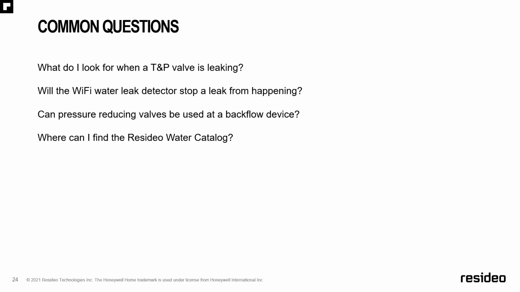Can a pressure reducing valve be used as a backflow device? No, it cannot. A pressure reducing valve is only a pressure control for reducing and regulating pressure. It will not stop a sudden loss of pressure and will not contain a home if there is a sudden loss of pressure on the water main.